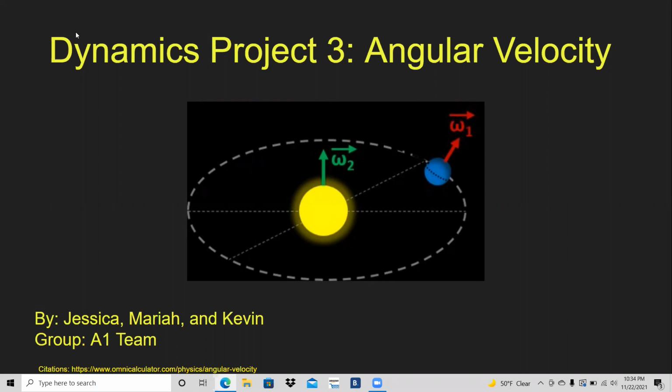And this time we're going to be doing angular velocity for our project 3 for dynamics. In this project, we're going to be covering a little bit of rotation about a fixed axis. And so the main focus is to find angular velocity using work and energy. Next, please.